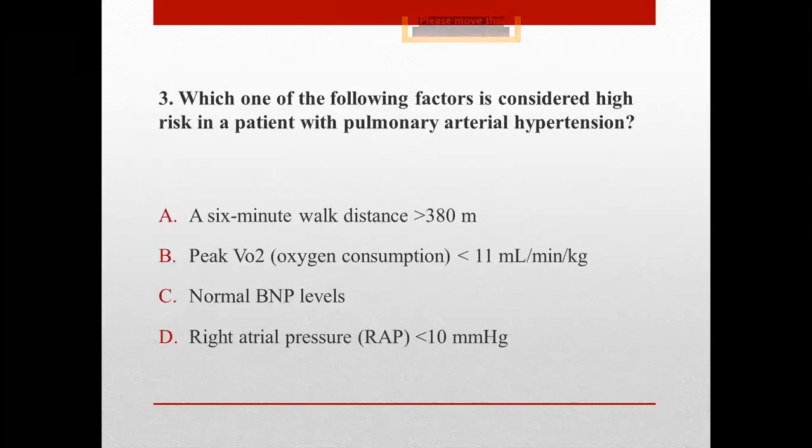Which one of the following factors is considered high risk in a patient with pulmonary arterial hypertension? A 6-minute walk distance more than 380 meters, peak oxygen consumption less than 11 milliliters per minute per kilogram, normal BNP levels, right atrial pressure less than 10 millimeters of mercury. So start answering, please.